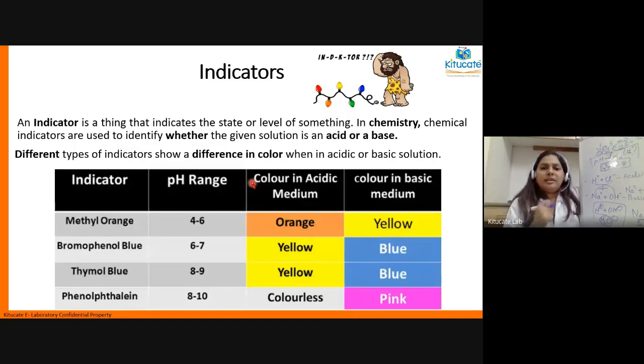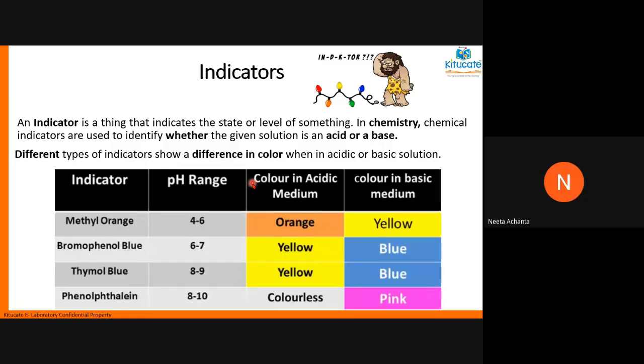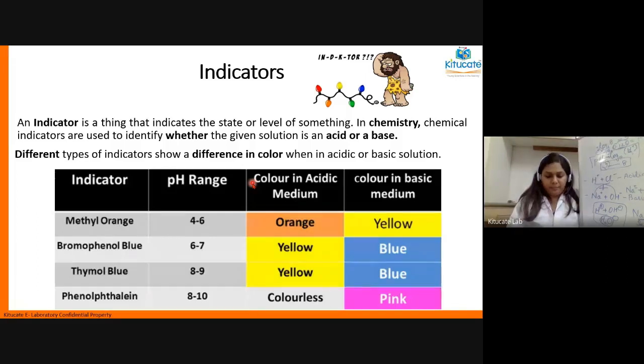So the best way, let's not get into mathematics. Let's simply use indicators to find out whether they are acids and bases. But you all must know this, because the full form of pH is very important. When someone asks you what is pH, you have to say it is the power of hydrogen ions in any given solution. That's how you have to define pH. Is this clear? Yes, ma'am.